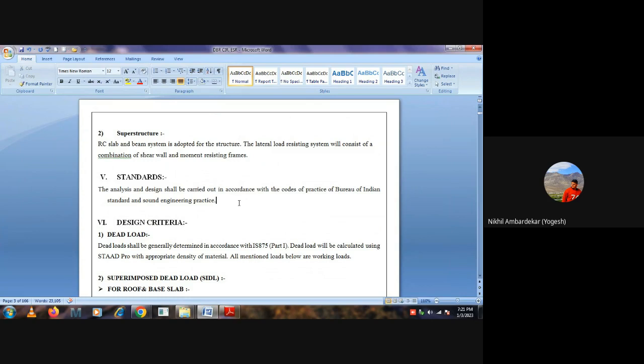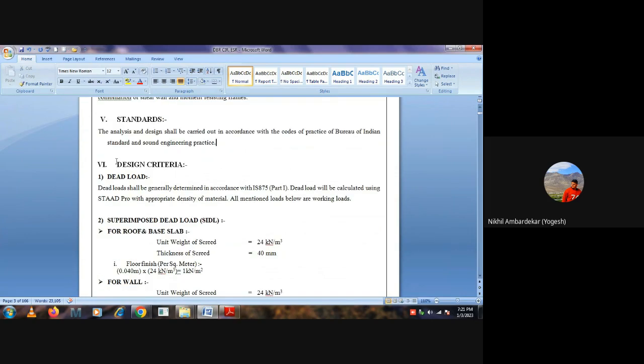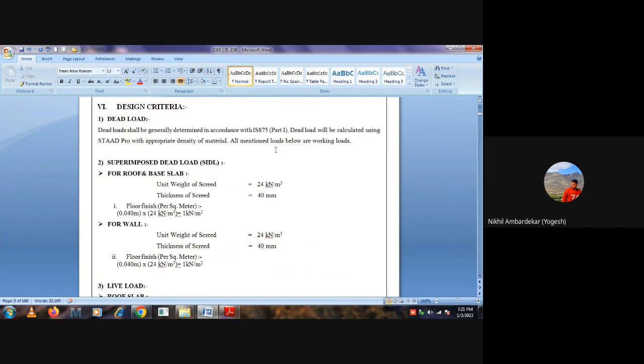Standards, yes, we are using IS code. Design criteria: now we have started calculating the dead load. There are different types of load. The first load is obviously the dead load, which shall be the permanent load in accordance with IS 875 part 1. So now we are calculating the different types of dead loads.